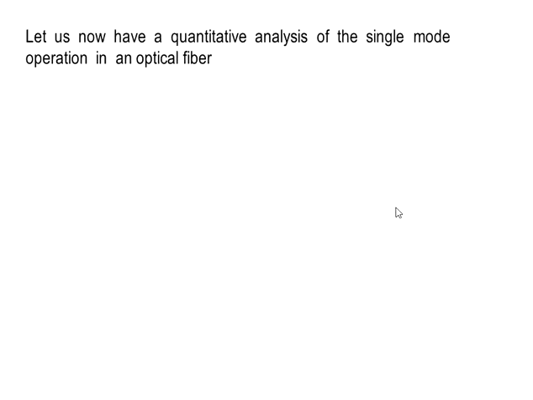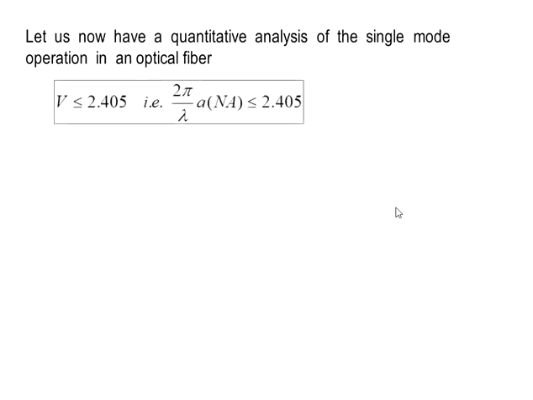Now, V number is directly proportional to core radius and numerical aperture. So, V number can be reduced by reducing the diameter of the fiber or the numerical aperture of the fiber. So, let us see one example.